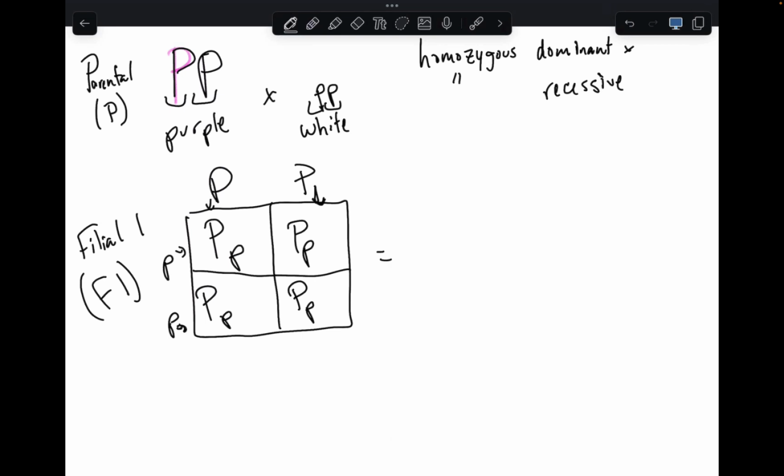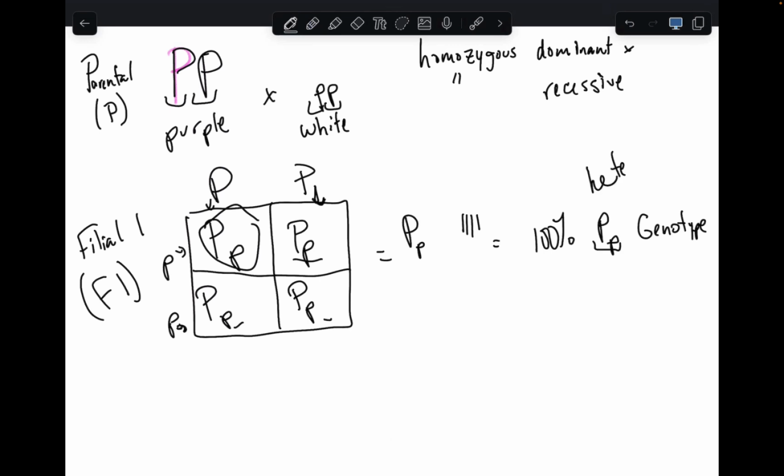And I can count them up. So I have, in this square right here, I have big P, little p, and I like to use tally marks. So I have 1 tally. This is big P, little p, there's 2. Big P, little p, 3. Big P, little p, 4. So the way that I would say this is that 100% of my offspring, this is the genotype. They are heterozygous. Okay, they're all this genotype.